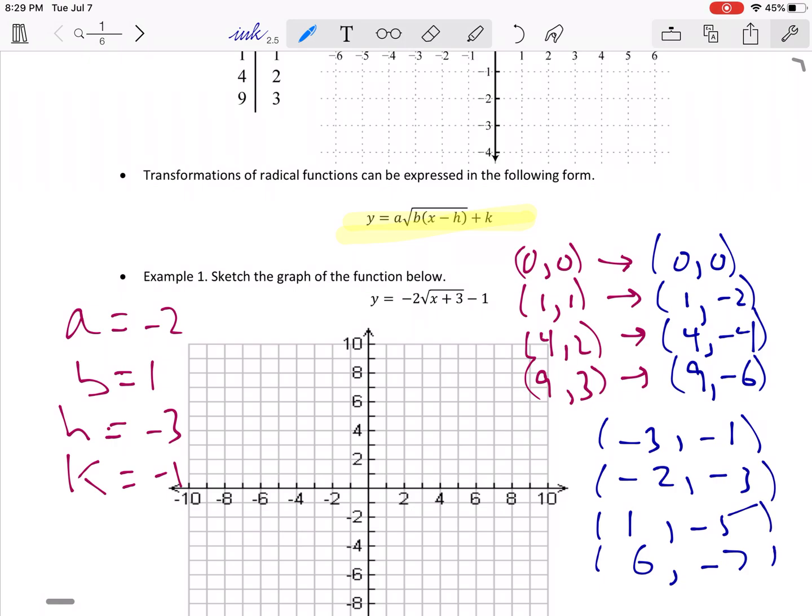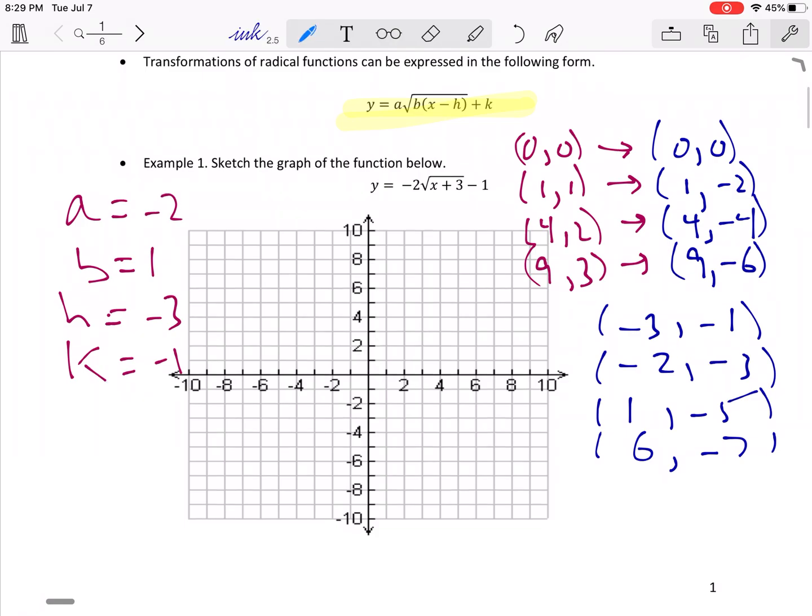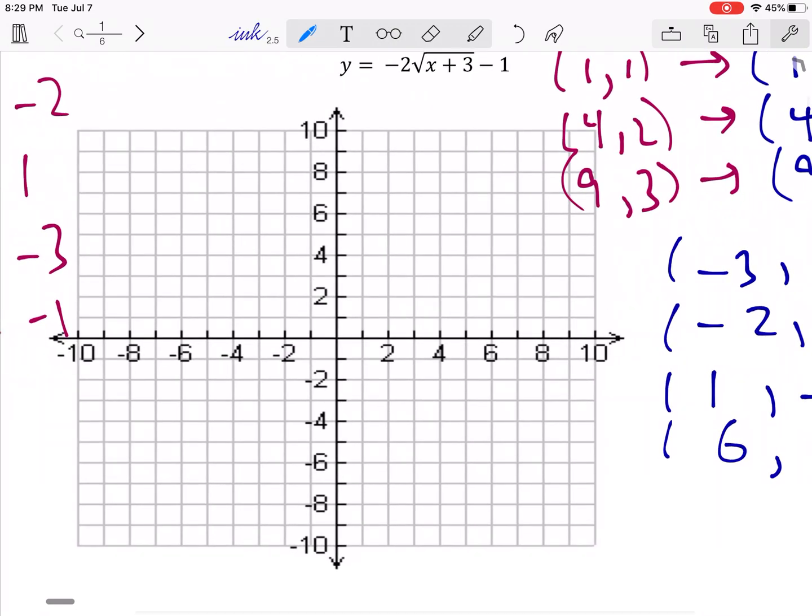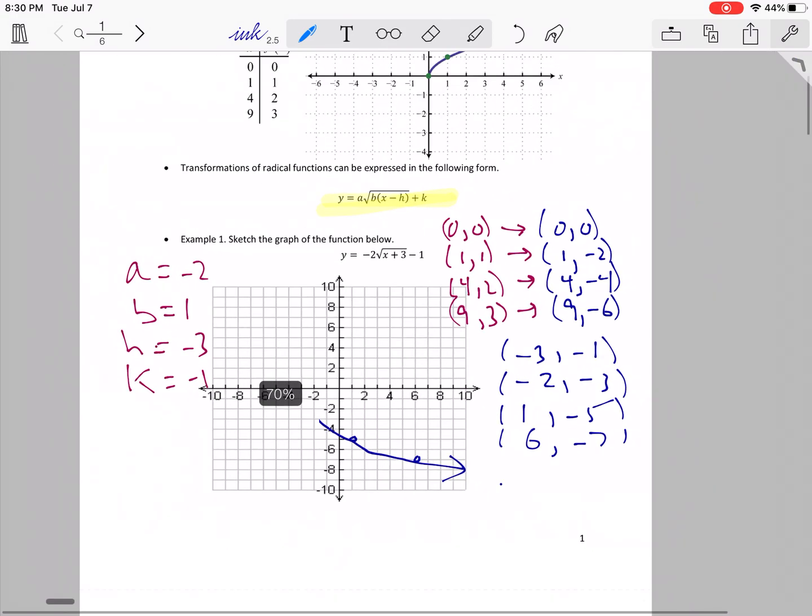Okay, so now we've got, let's put this on the grid now. So we've got negative 3, negative 1, and we've got negative 2, negative 3, and we've got 1, negative 5, and we've got 6, negative 7. Okay, and there's your transformed function.